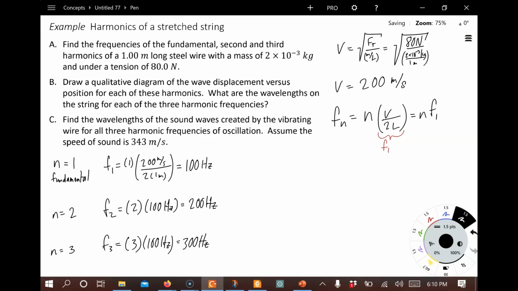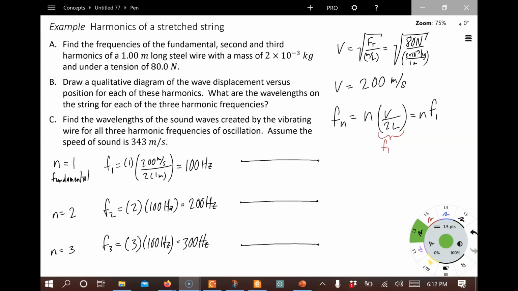Now for part B, we want to draw a quantitative diagram of the wave displacement versus position for each of these harmonics. Now I've gone ahead and drawn the baseline, the equilibrium position of the string, and I'm going to go ahead and draw the wave displacement over there. Now for the first harmonic, that means you have the longest wavelength, and you're going to have 1/2 wavelength fit. And this thing is oscillating up and down, so sometimes we draw it like this. In the middle, we have maximum displacement. We call this an antinode here. And we have nodes at the ends.